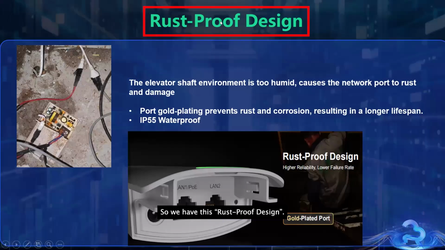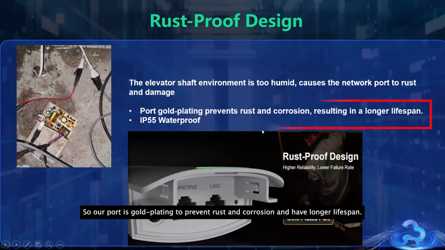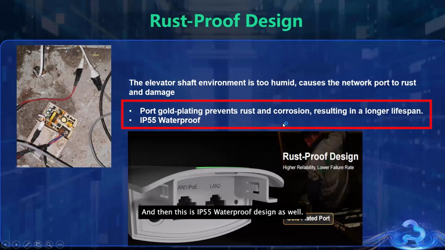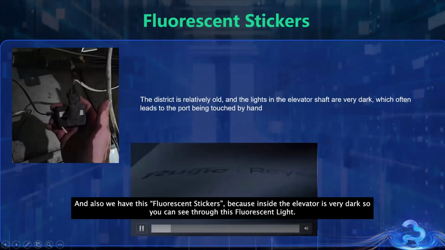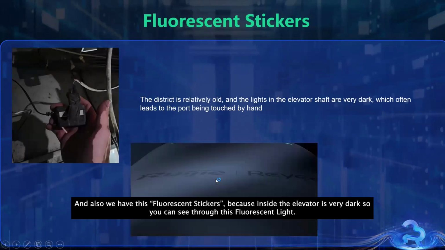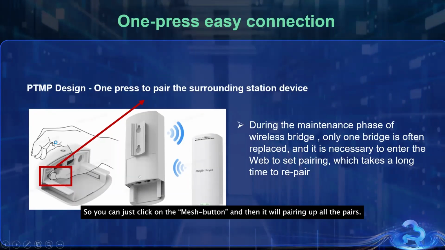Yeah, so we have this rust-proof design. Because the elevator shaft environment is too humid and easily causes a network port to rust and get damaged, our port is gold plated to prevent rust and corrosion and have a longer lifespan. And this is a waterproof design as well. We also have fluorescent stickers, because inside the elevator it is very dark, so you can see through this fluorescent light. And it's also a one-press easy connection.